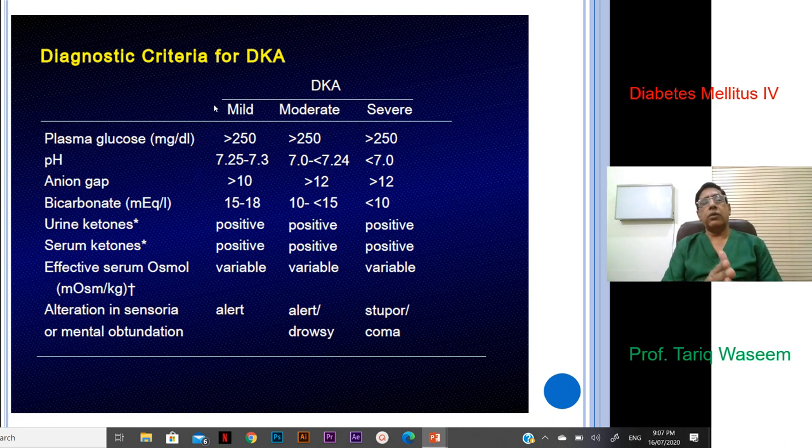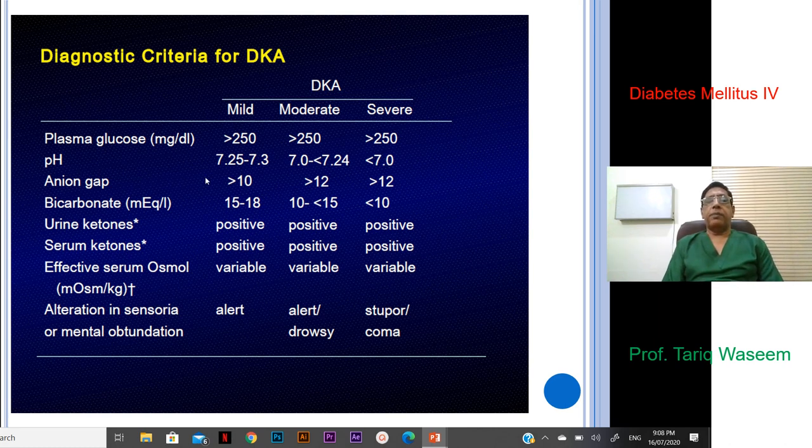Now, whenever you have a patient who is thought to have diabetic ketoacidosis, it is necessary that you categorize them, whether it's a mild, moderate, or severe ketoacidosis. So the plasma glucose level in all the conditions would be in excess of 250, but when the pH of blood on arterial blood gas analysis is between 7.25 to 7.3, it is mild, but when it is between 7 to 7.24, it would be called a moderate acidosis. But whenever your pH is less than 7 or 6.9, then it is severe.